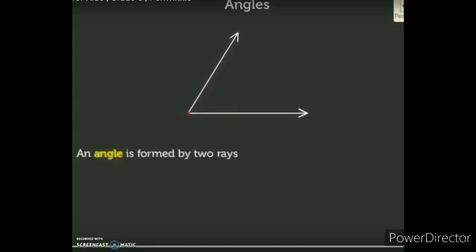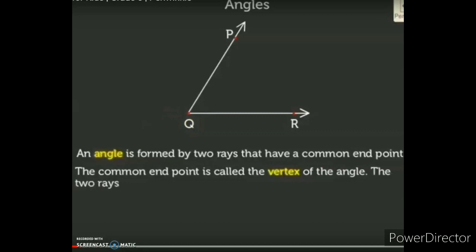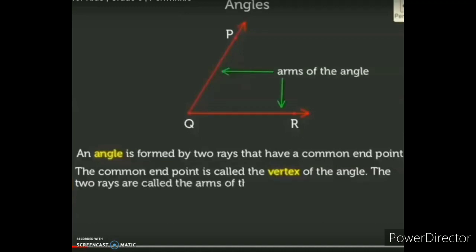So children, let's move on to our next topic, that is angles. An angle is formed by two rays that have a common endpoint. Here, the common endpoint is Q and the rays are QP and QR. The common endpoint is called the vertex. Here the vertex is Q, and the rays QP as well as QR are called the arms of the angle.